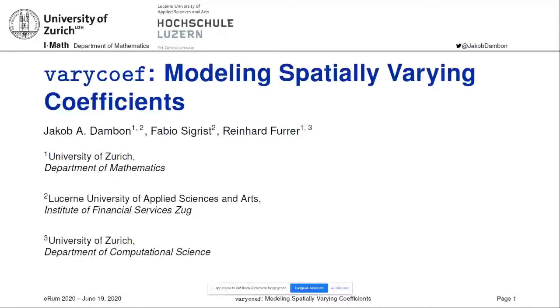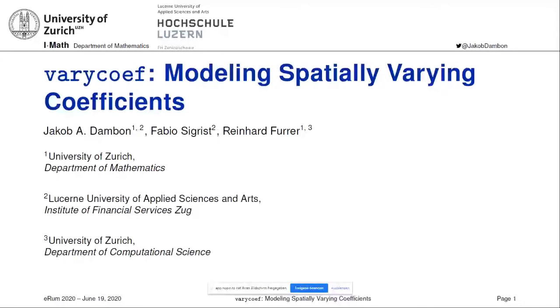I will be presenting my work on spatially varying coefficients as part of my PhD research, at the University of Zurich and the Lucerne University of Applied Sciences and Arts. With my supervisors, Fabio Sigris and Reinhard Fuhrer, we took what we did on the methodology part and implemented it in an R package called varycoef. And maybe you have some data lying around that you never analyzed in this fashion before. So let me give you an example of what we are after.